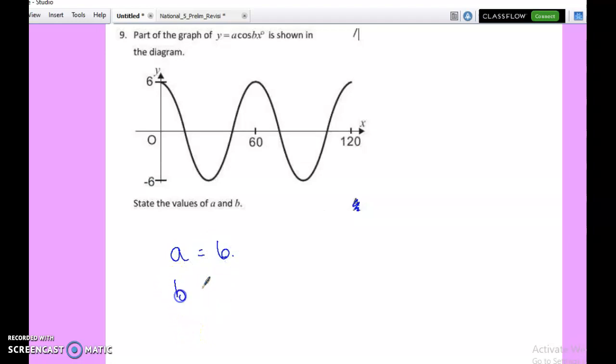Okay, looking at B. B is how many cycles we have in 360. So here, I've got 1, 2, and 120. If I've got 2 at 120, and I can fit 120 into 360 3 times, I can fit 3 of these graphs into 360, which means B is also 6, because I would have 6 of those in 360 degrees.